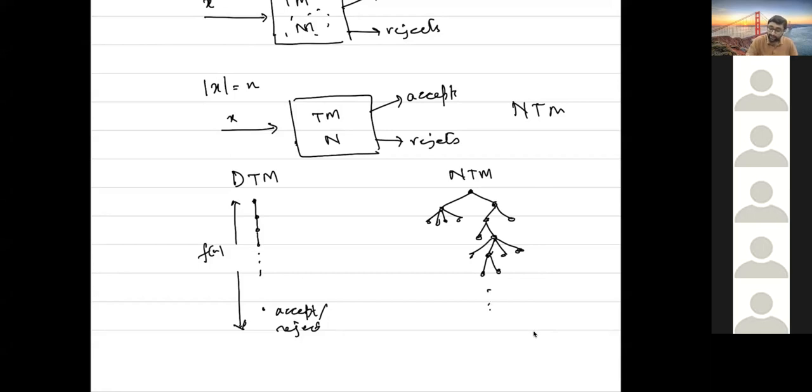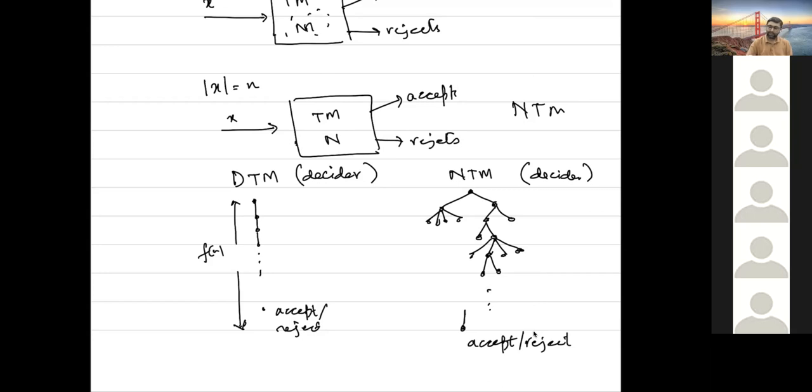Since this NTM is also a decider, both of them are deciders. It means that for every possible input that you throw at these machines, they will stop their computation after some finite amount of time. They will not wait for input. So there exists one such path that leads to accept or reject. We do not know which path, but there must exist one.